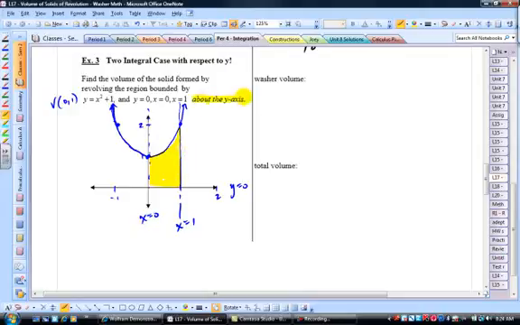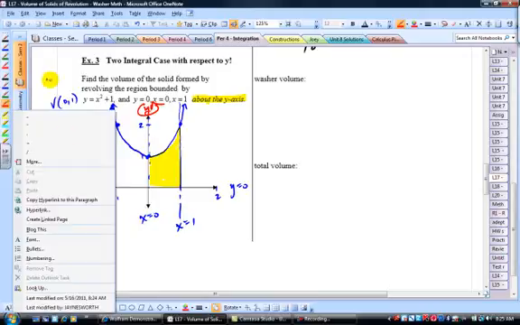And we need to revolve it around the y-axis. The y-axis is right here, that's our axis of revolution. Alright, so what I'm going to do is reflect this region around the y-axis and draw the other side so you can see what it looks like in 3 dimensions.